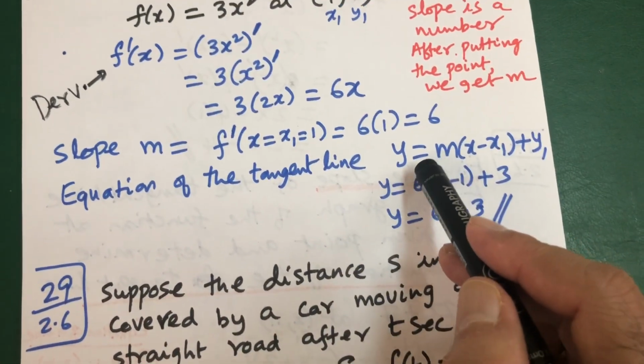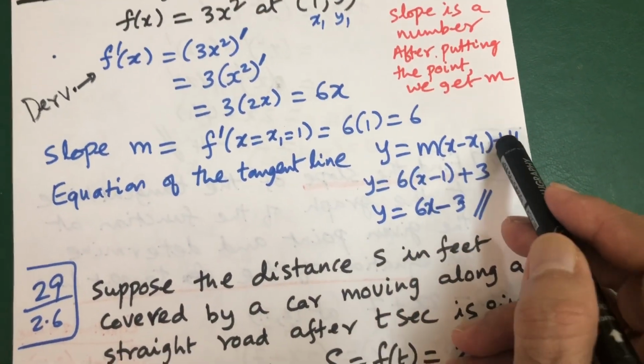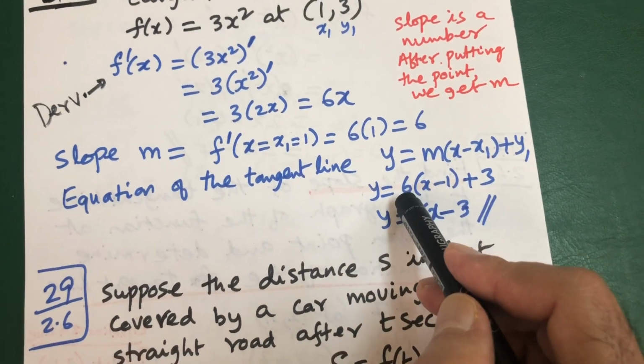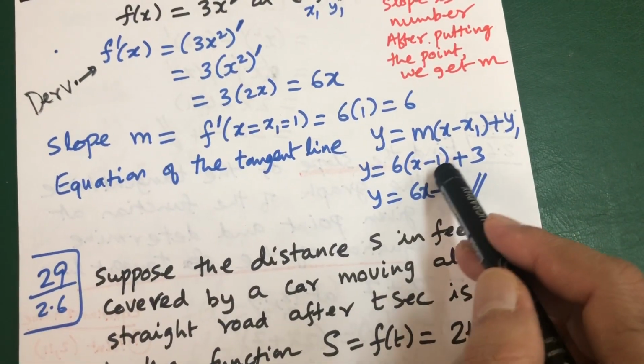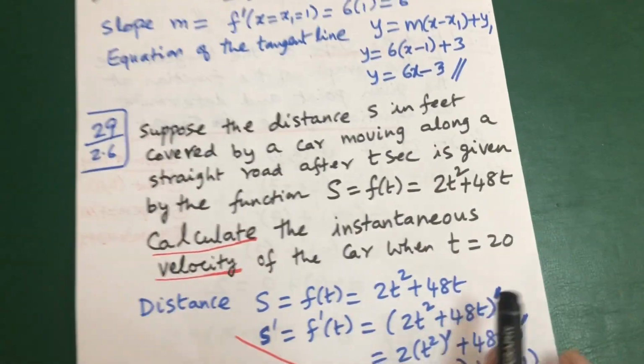So what is the equation of the tangent? y is equal to m times (x minus x1) plus y1. See, m is 6, we just got it. x1 is 1 and y1 is 3. So 6(x minus 1) plus 3, that is 6x minus 6 plus 3, which is 6x minus 3.